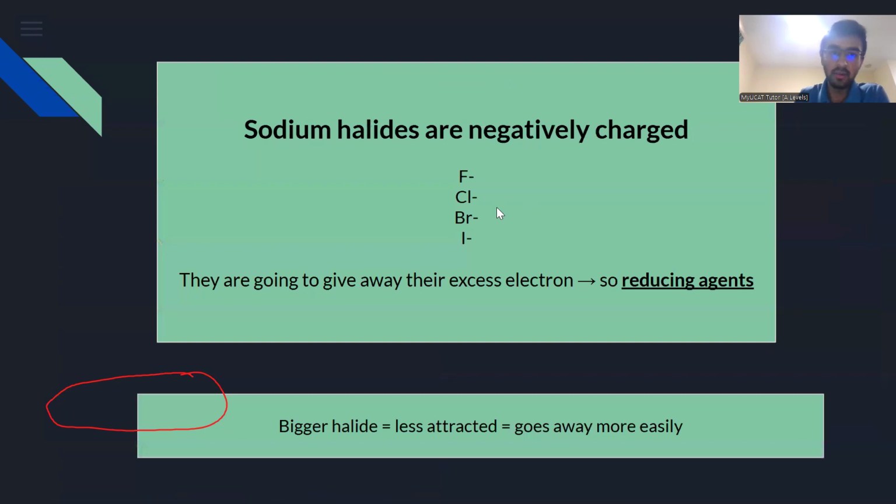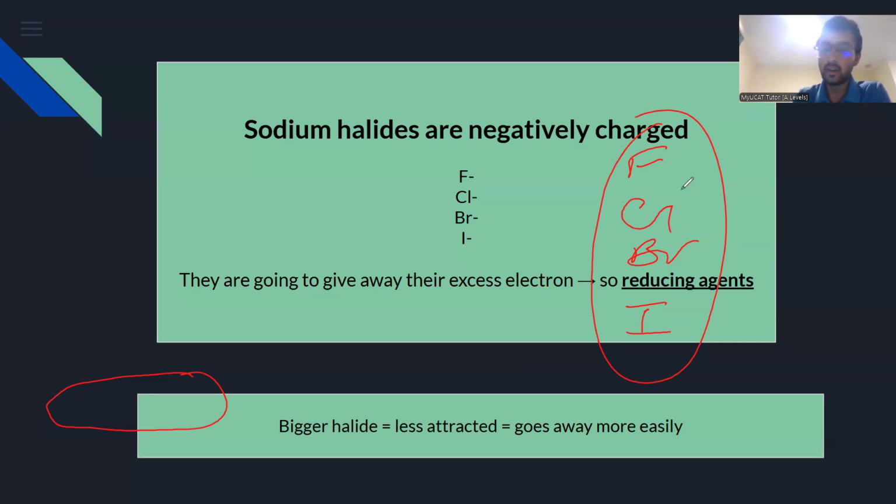Right. So now we're thinking about sodium halides. So we've said that when we have the actual halogens, so not the halides, but the halogens, like F2 and Cl2, we said these were oxidizing agents, because they wanted to steal electrons and become negatively charged. We now have sodium halides. These already have an extra electron. They're negatively charged. So what are these going to want to do? What kind of agent are they?